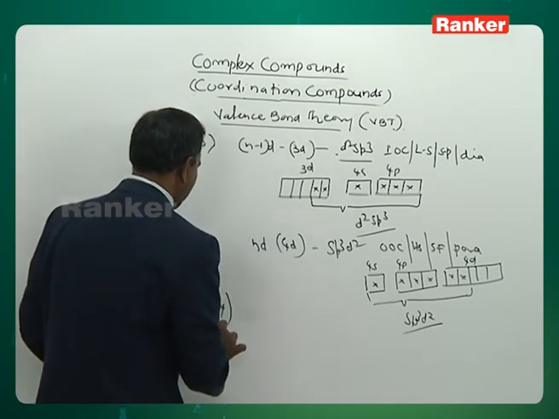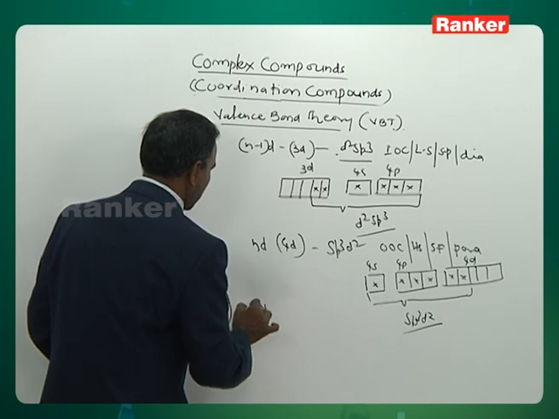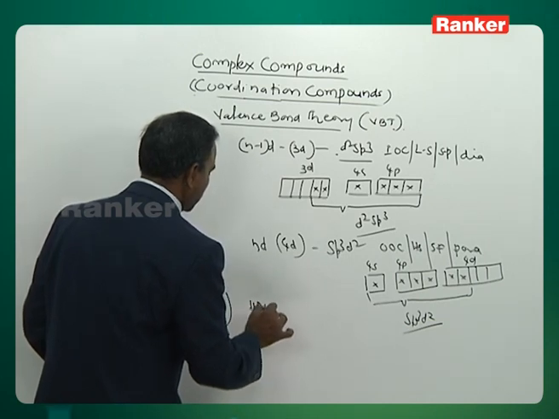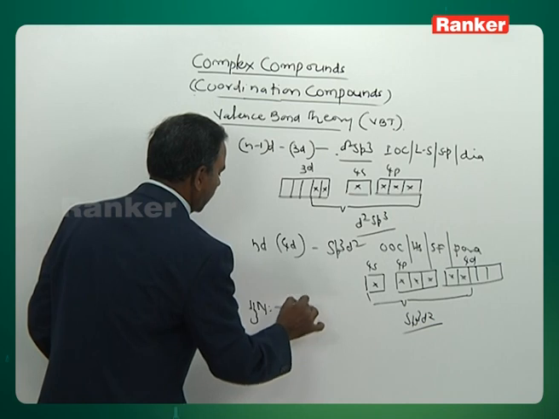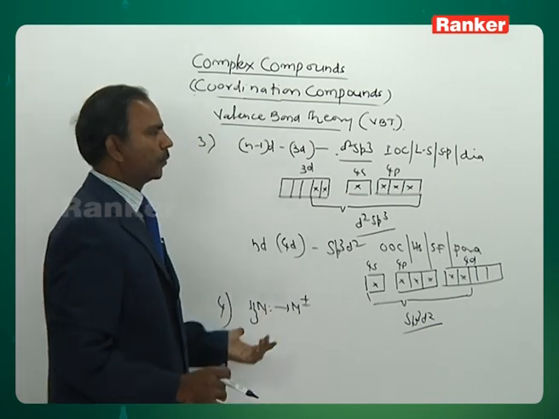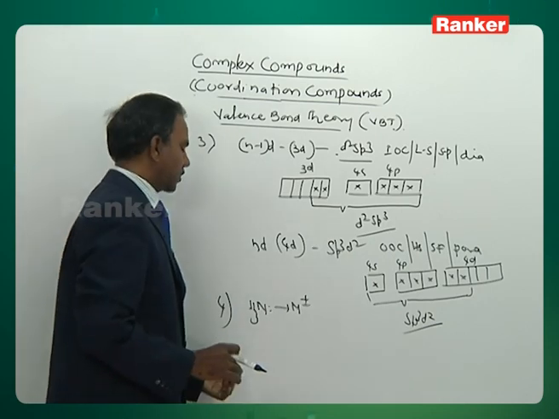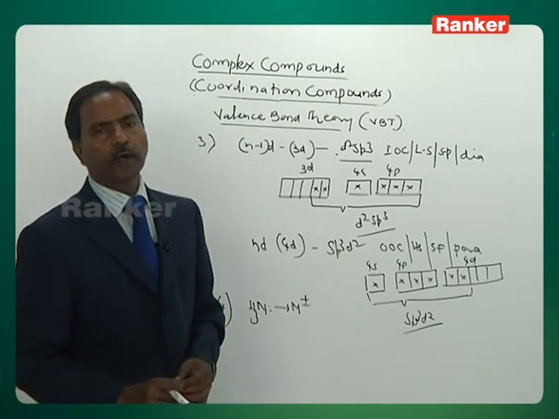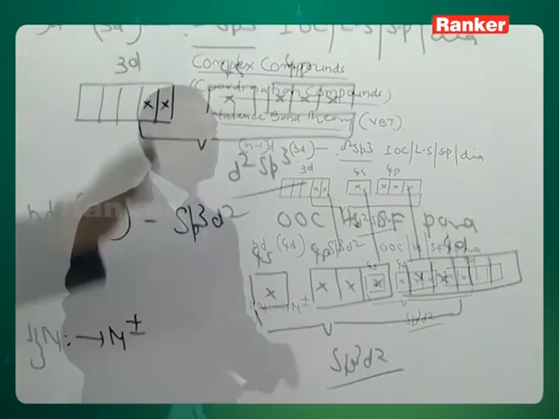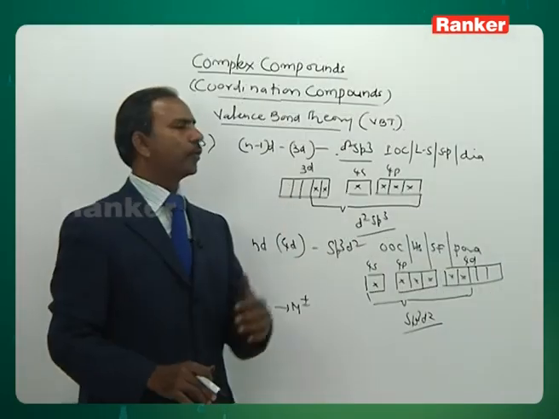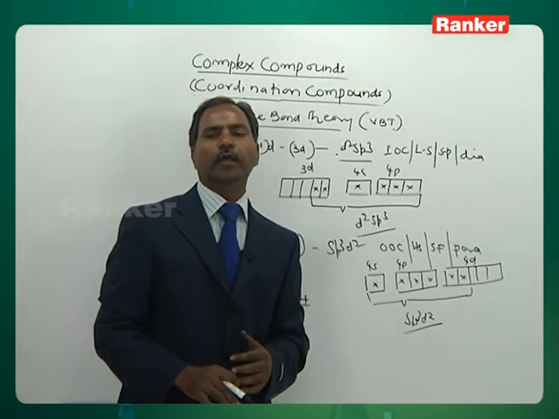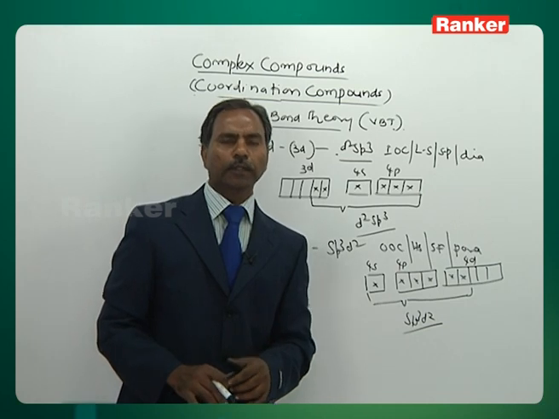Next, the last postulate we can say: according to this theory, a ligand molecule should carry at least one lone pair of electrons for bonding. These are some of the important postulates of valence bond theory.